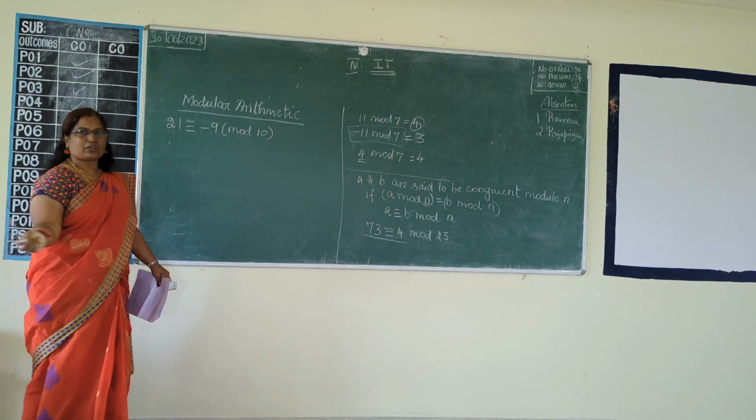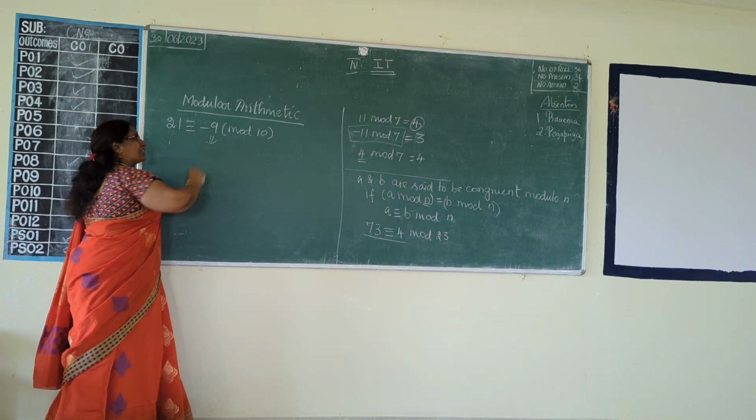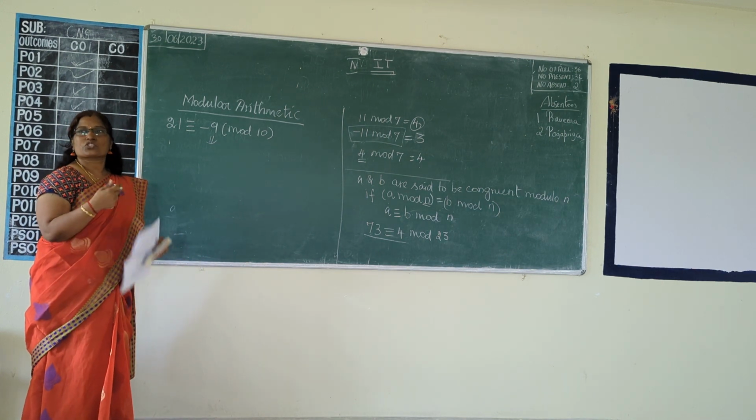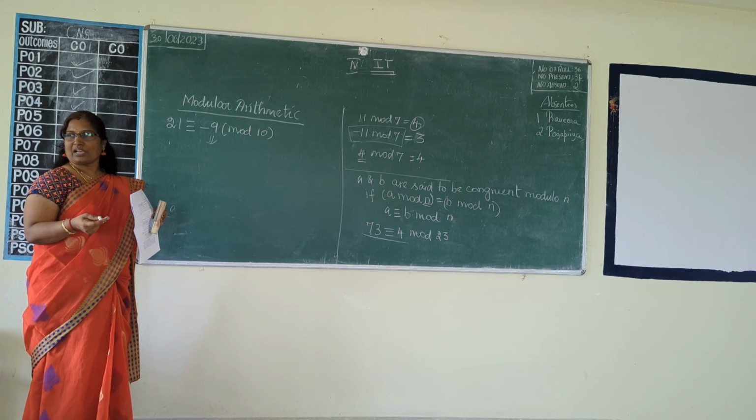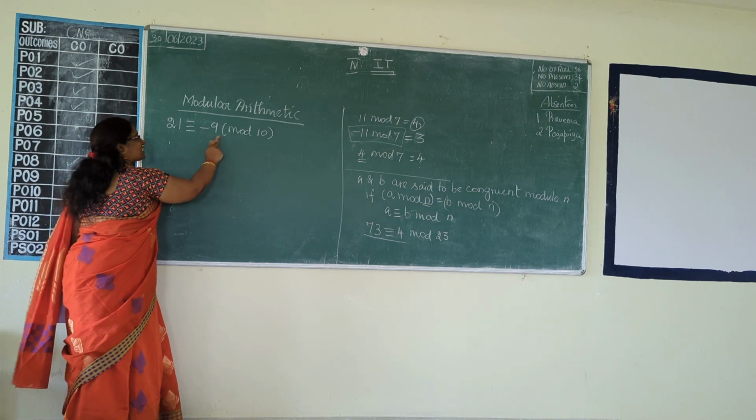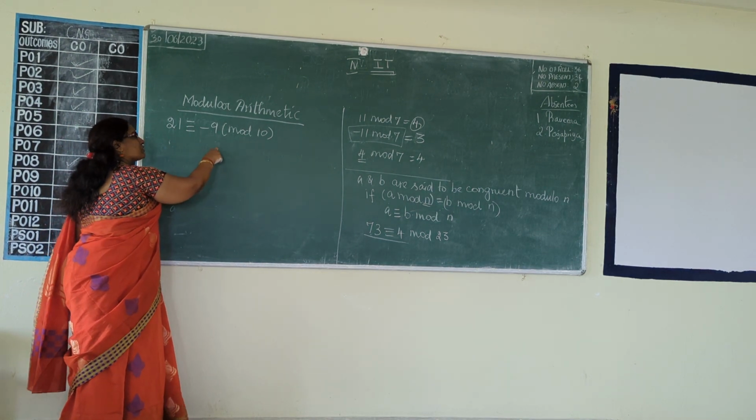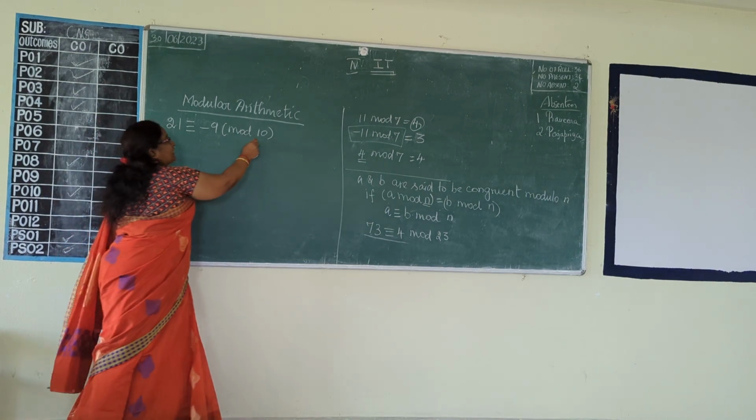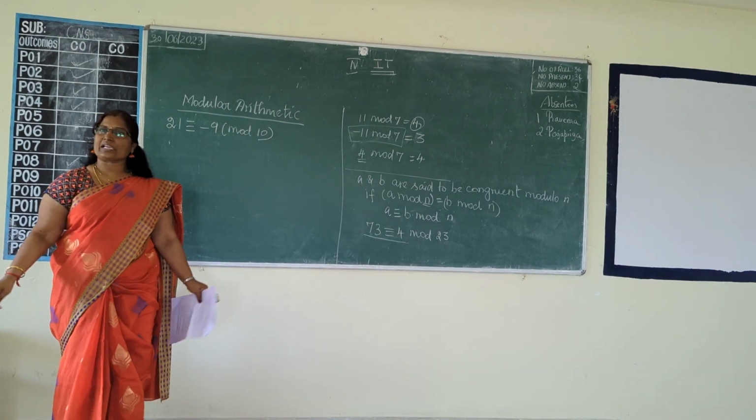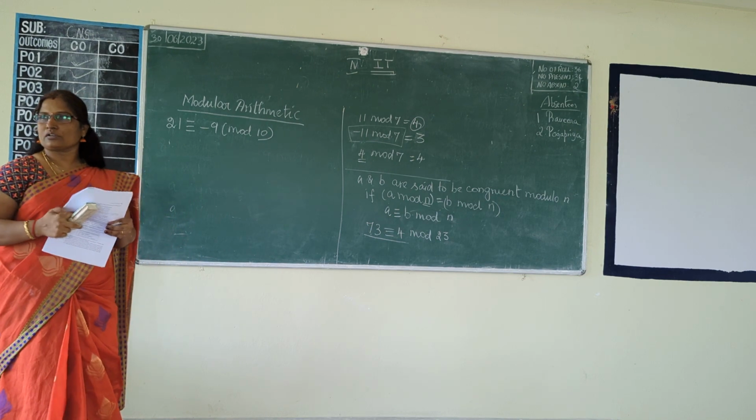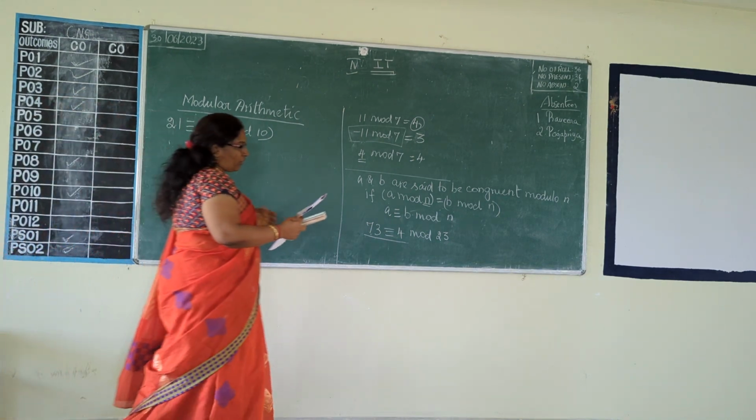If you are asking me the question, is it only minus 9? No. There are so many values. But the condition is that if the left side is producing 1, the right side also should be 1 on the same mod n. Then I can say it is congruent. This is what congruence is about.